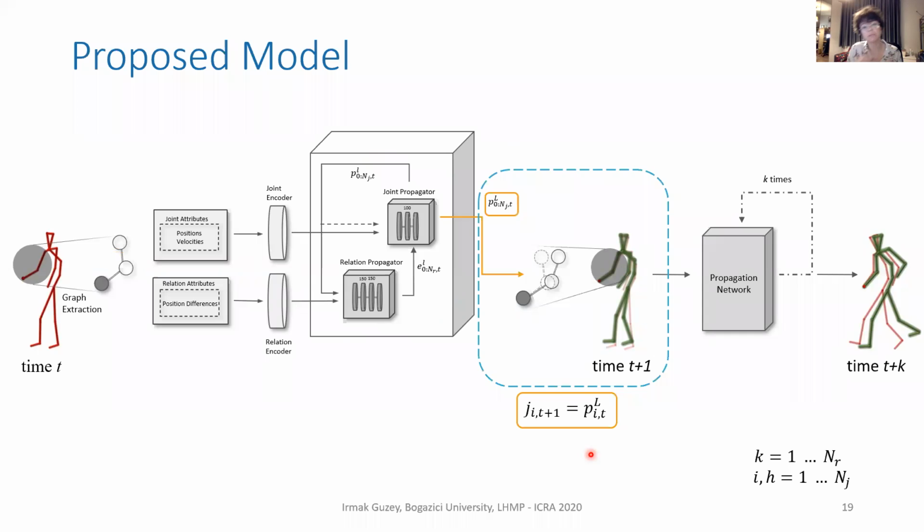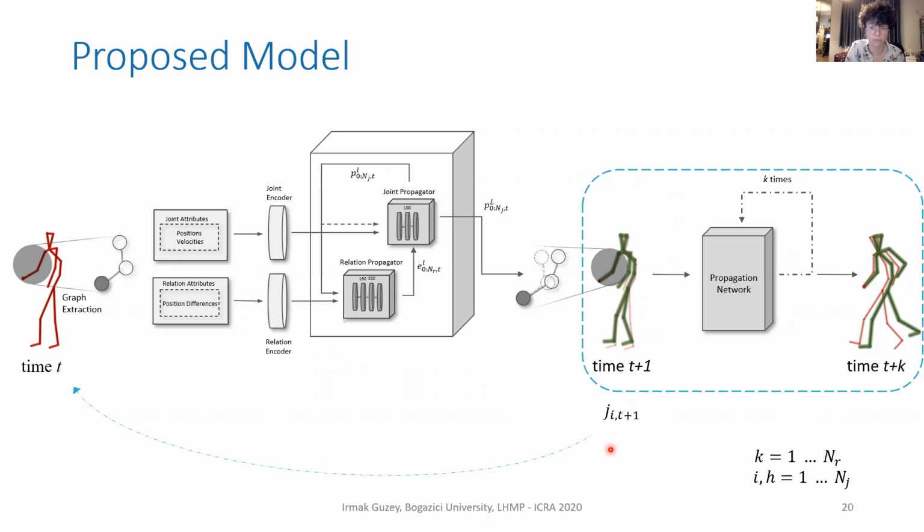Finally, after some number of propagation steps are satisfied, the joint and relation attributes in the next time step are extracted from the final propagating effects. And with this, the prediction of the joints for one time step is evaluated. But in our system, we don't only wish to predict for one time step, we wish to predict the whole trajectory. That is why predicted attributes are used in the following time steps to make further predictions.